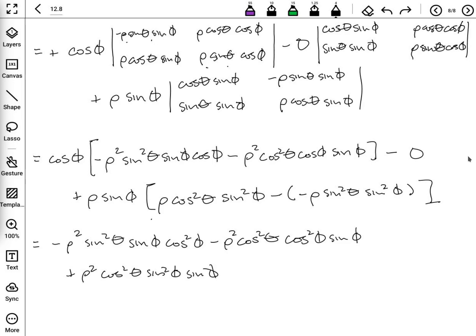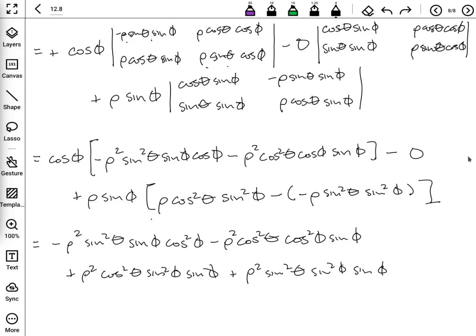I'm not multiplying that to be a sine cubed phi because sine cubed never makes my life easier. Squared does, so I want to see all the squared that I can. But if I turn this into a cubed, I might miss when I'm able to do a cosine squared plus sine squared, and I quite like those. Then this minus minus becomes plus. So I've got plus rho squared sine squared theta sine squared phi sine phi.